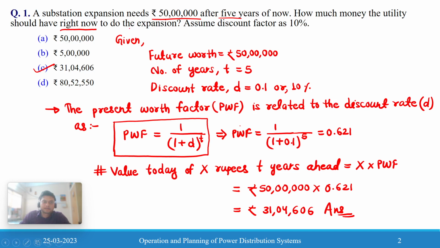So it is the future worth. And if you see the options, you can directly tell without solving, because whatever money we need right now should always be less than the amount that we need in future. So of all the options, only two can be feasible, B and C. After doing the calculation, you can surely say that C is the correct option. A is same as the future worth and D is more than that, so D cannot be possible. So C is the correct answer only.